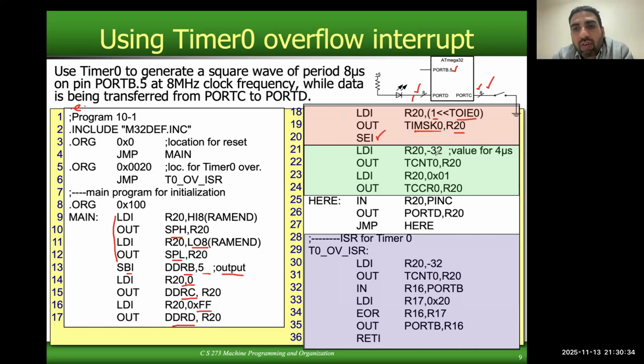Now what we are going to do next is put a value in the timer counter register. We are going to put the value of -32. Why? Because it corresponds to generating a delay of 4 microseconds. How? I'm not going to do it again. You can go to the previous lectures and see, for example, if you want to generate a delay of 4 microseconds, what value should we put in the TCNT0 register, and you can calculate that value and you will end up having -32. So we are putting -32 in the TCNT0 register, right?